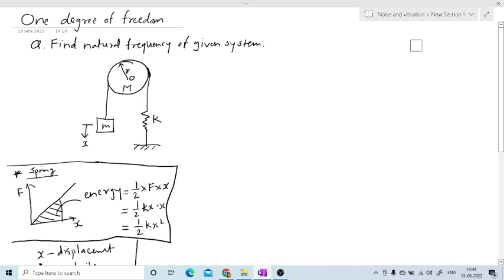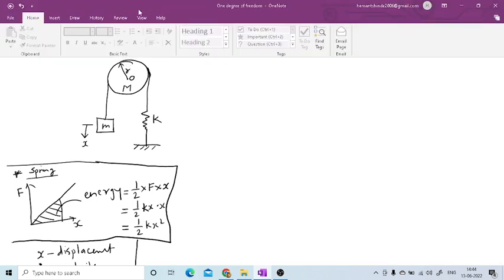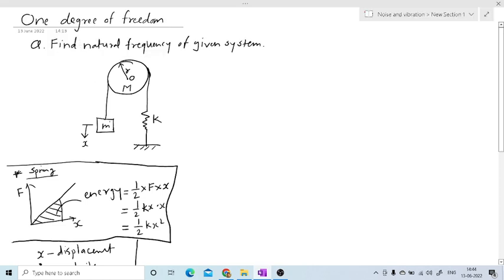Hi friends, in today's section we are going to determine the natural frequency for the given system. The system I have drawn here has one mass attached to a string. This is the mass which is attached to the string. This string is wound around a drum or disc which has radius r and mass capital M, and the string is fixed at the other end to a spring K.